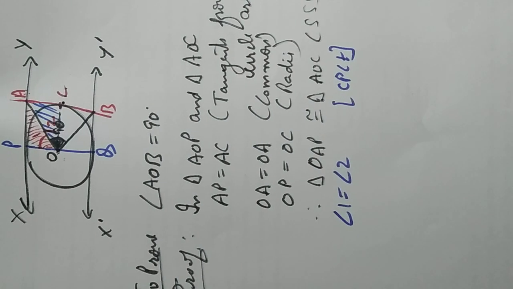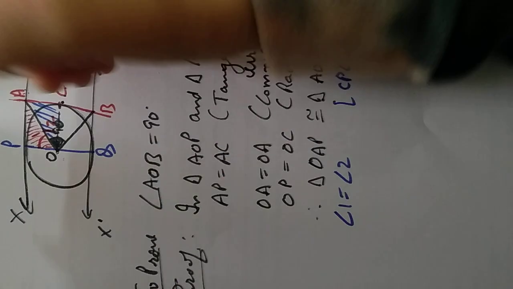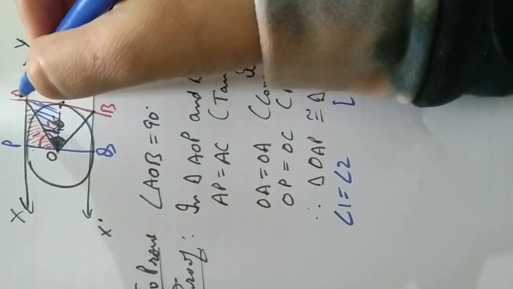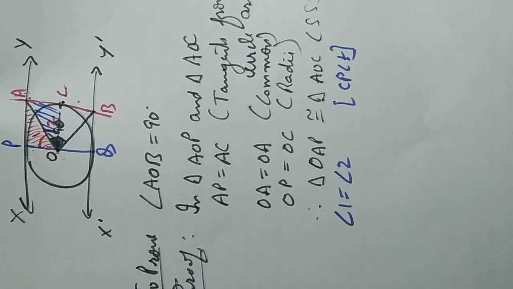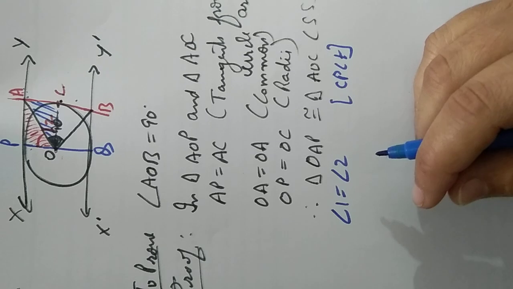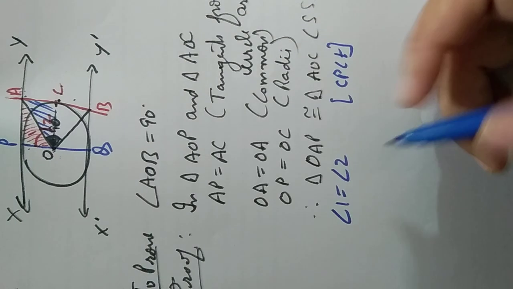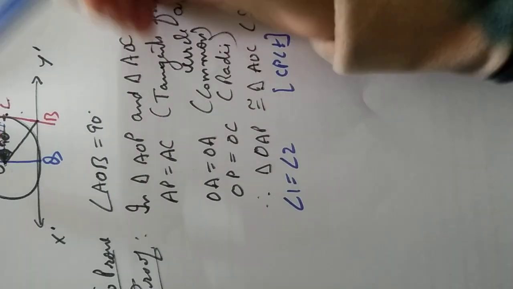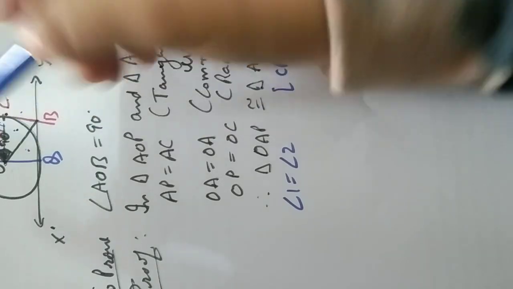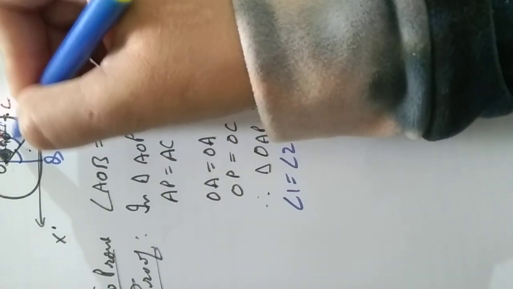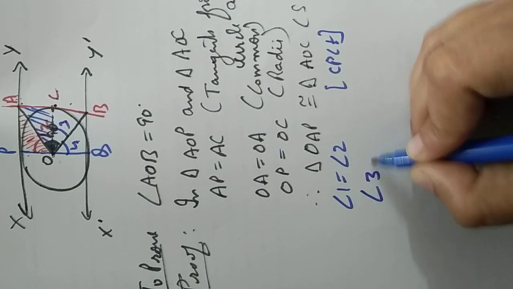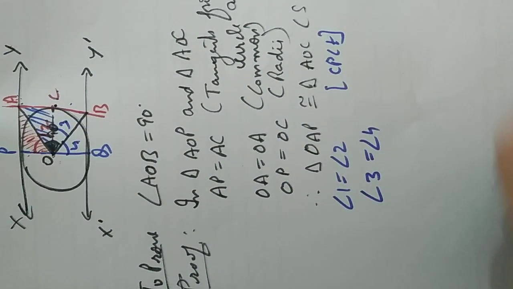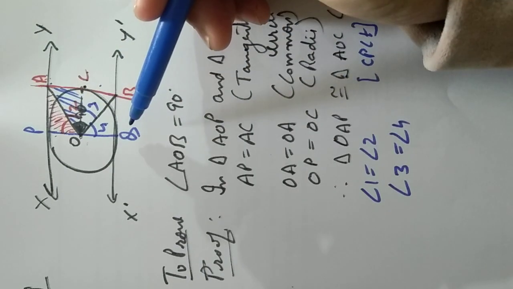Now you will see here angle PAC, I have written wrong. Just wait. So here angle 1 is equal to angle 2. Similarly, we will take these two triangles and let us mark this angle as 3 and this angle as 4, and we will show that angle 3 is equal to angle 4. Now you can see that POQ is a straight line.